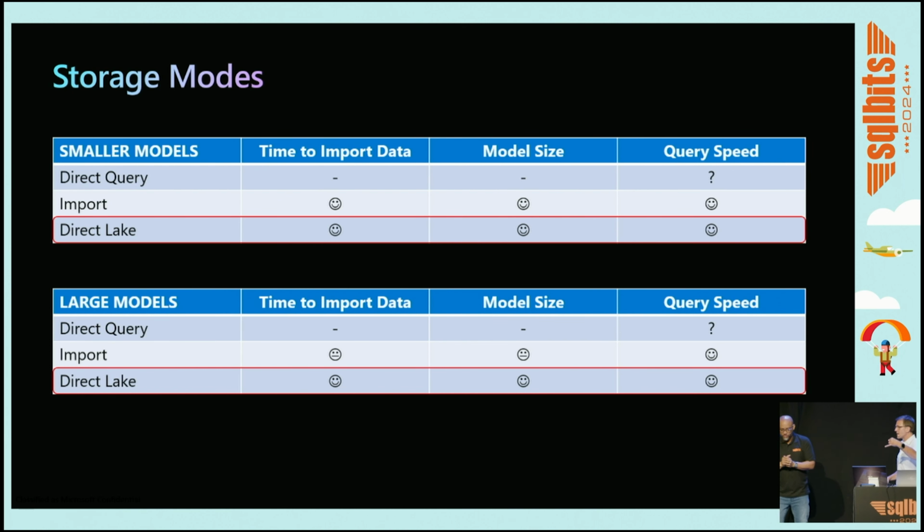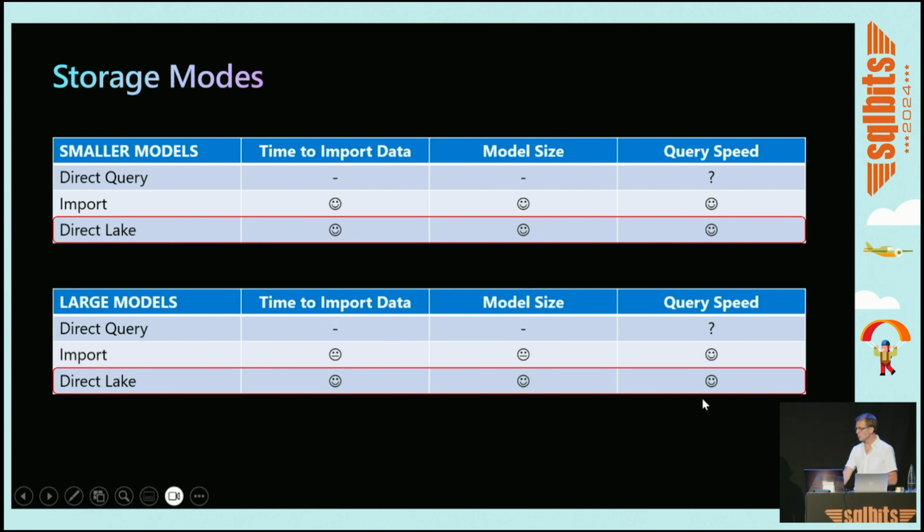Because when you have a very large data set and you're using import, you've got to think about partitions and incremental refresh and maybe composite models, aggregates. There's a lot to think about. So with Direct Lake, hopefully that's just gone. Gone, right? But you still get good model sizes and you still get very good query speed like you would do in import.